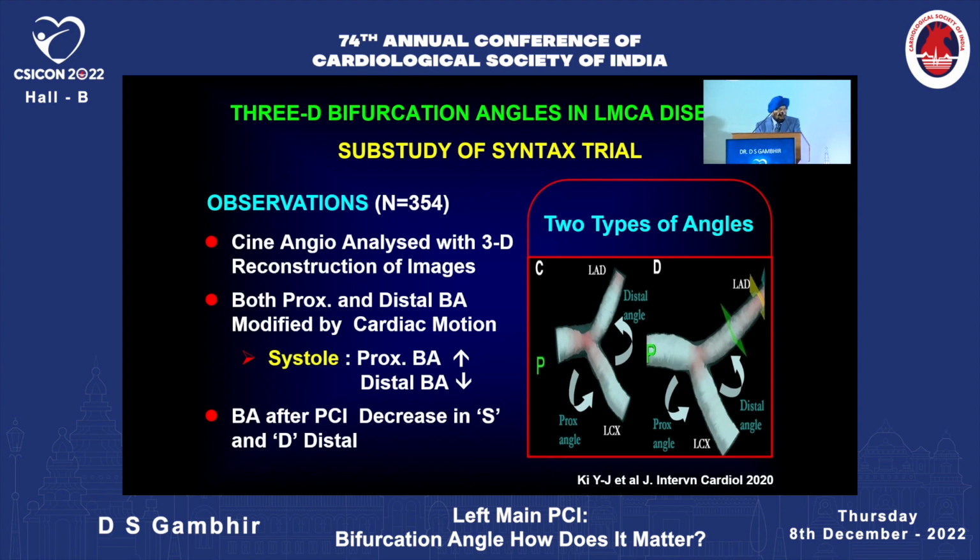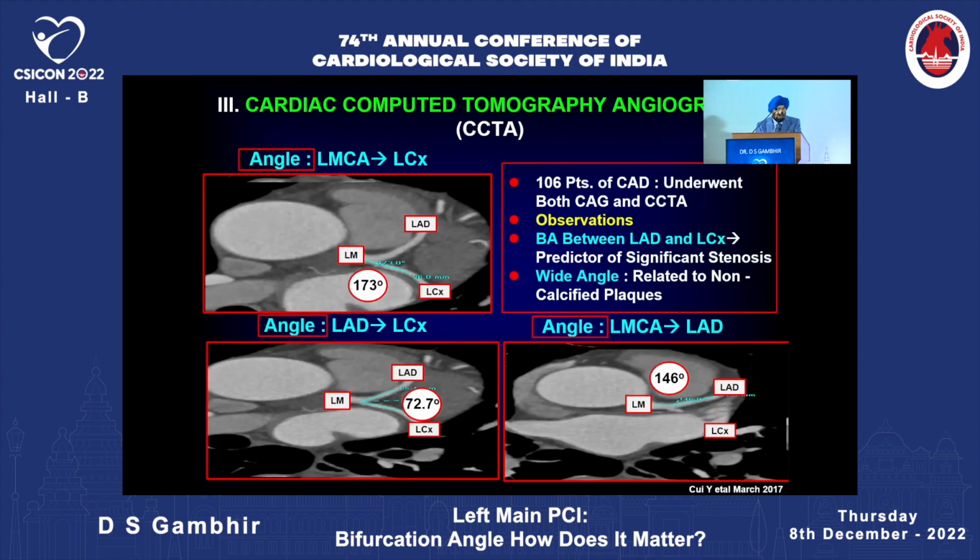There is a sub-study from the SYNTAX trial which has made some observations on these angles. This study has shown that these angles change with systole and diastole. They clearly said that during systole, there is an increase in the proximal bifurcation angle, and a decrease in the distal bifurcation angle. The second observation was that after PCI, the bifurcation angle decreases in systole and also in diastole. These two are important observations which have been made out of 354 patients in the sub-study of the SYNTAX trial.